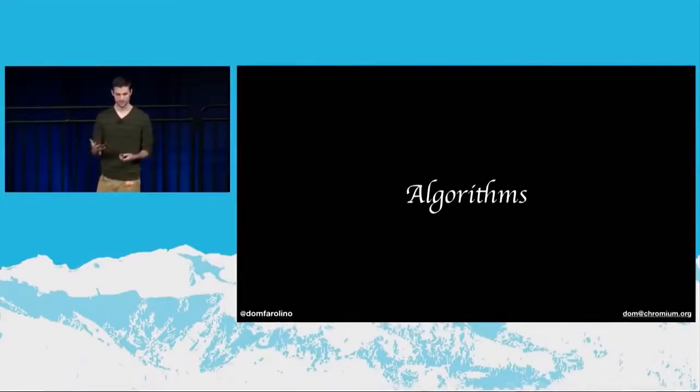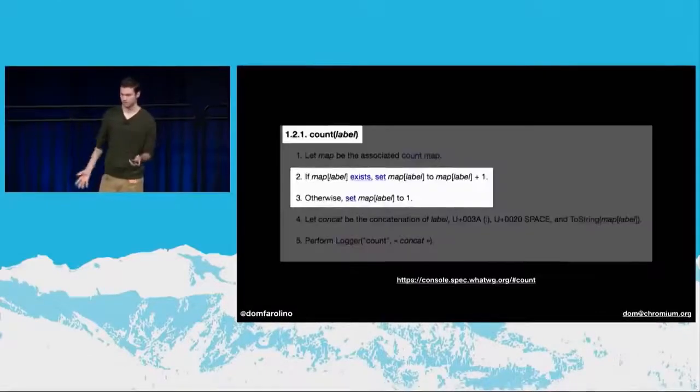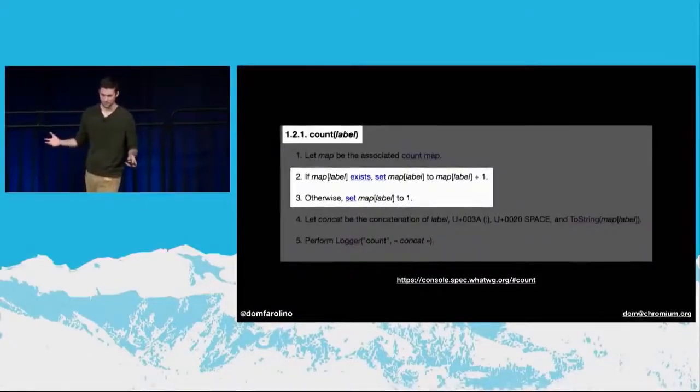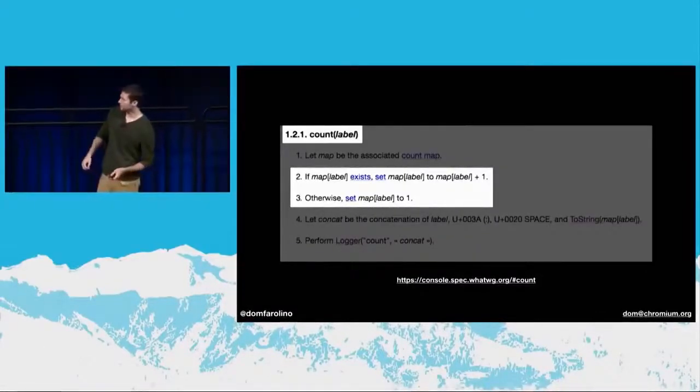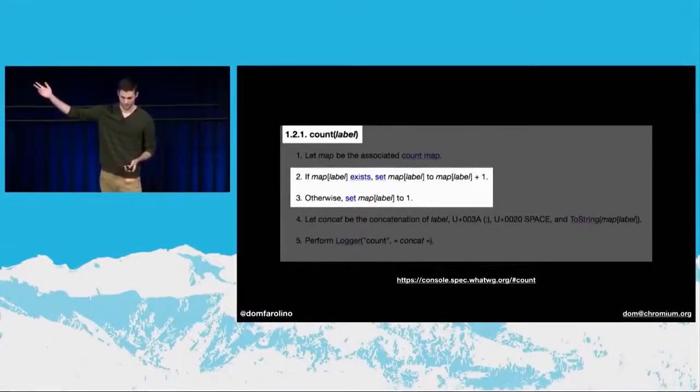We have the console standard, and there's a bunch of different methods on there. If you haven't heard of it, there's one called console.count. And here's the algorithm specified in the standard. There's 5 steps that run every time you invoke console.count. There's a couple that we really care about for the purposes of this talk, though. You can see we're given something called a label.